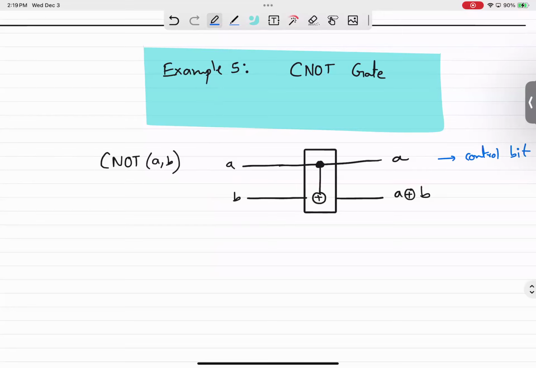Okay, this is the classical version so far. I take 2 bits. If I send in 0, 0, I'll get 0, 0. If I send in 0, 1, I'll get 0, 1, and so on and so forth.